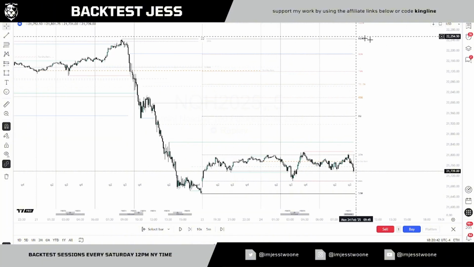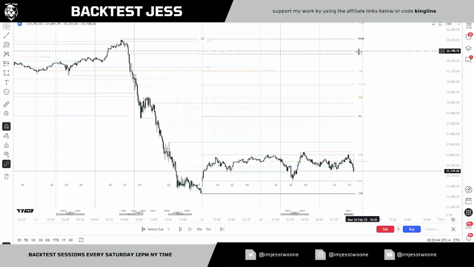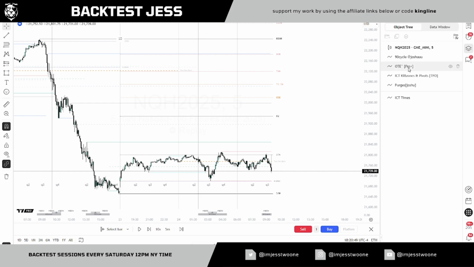So we already have previous day high, previous day low, with OTE mapped out for us. This is done by the automatic OTE Pro Plus indicator made by 2 Degrees.